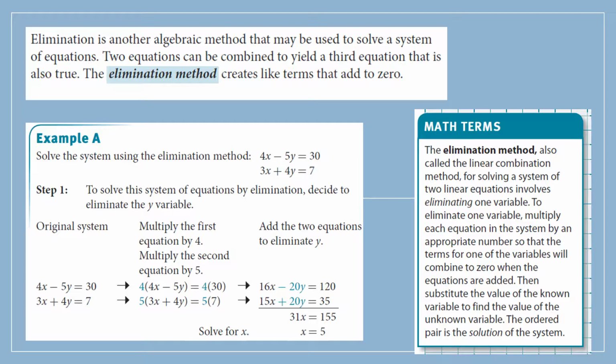Elimination is another algebraic method that may be used to solve a system of equations. Two equations can be combined to yield a third equation that is also true. The elimination method creates like terms that add to zero.